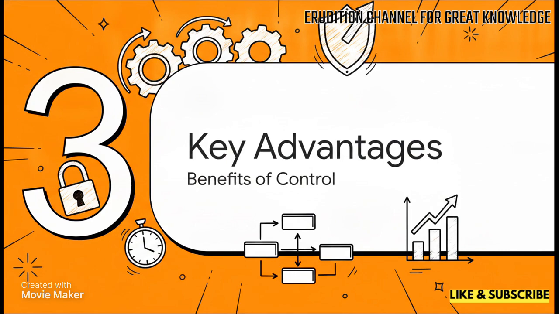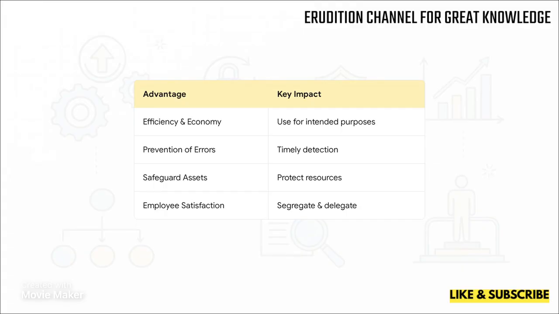All right, let's bring it home with Section 3, Key Advantages. Once an organization successfully implements these objectives, what are the concrete day-to-day advantages they actually experience? You'll want to take a mental screenshot of this breakdown. These are the 4 core advantages of a good internal control system, perfectly paired with the exact key impacts you'll likely see in multiple choice questions. Let's walk through each one to see exactly how they function in the real world.